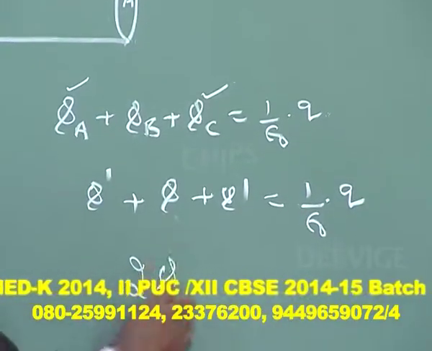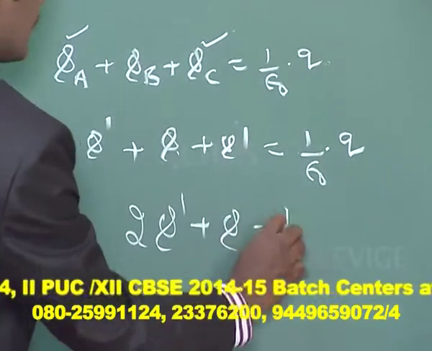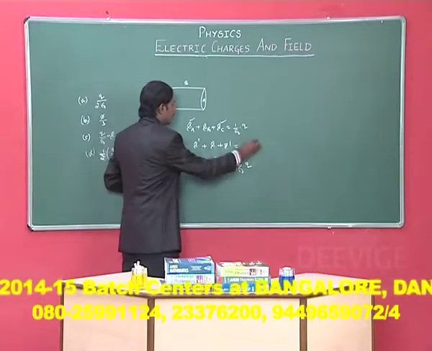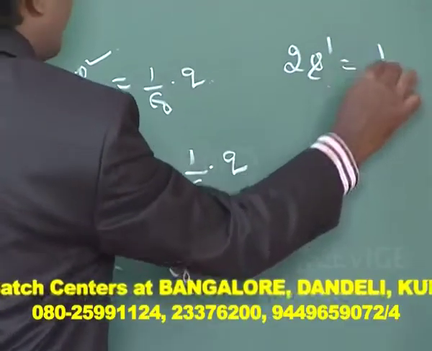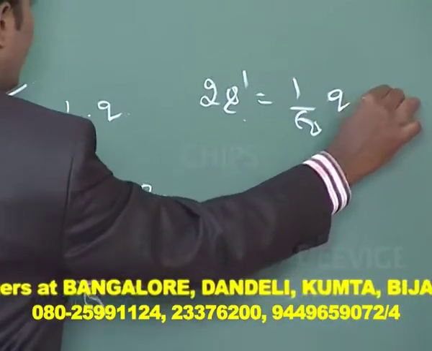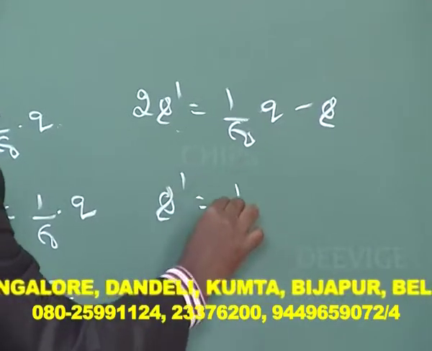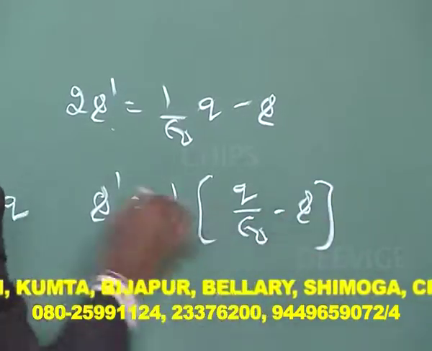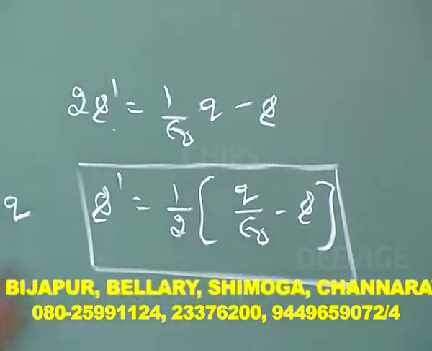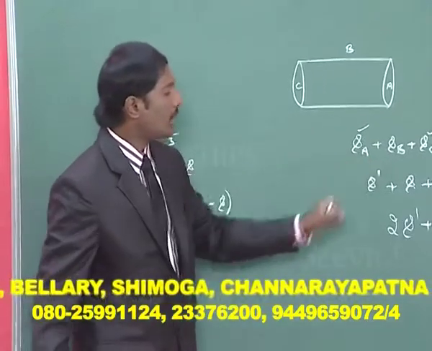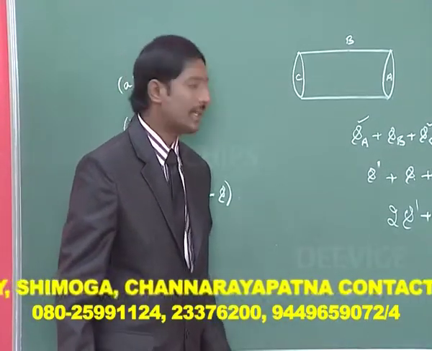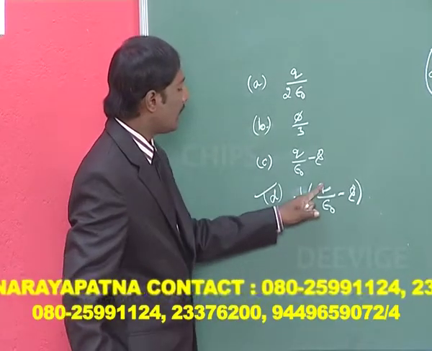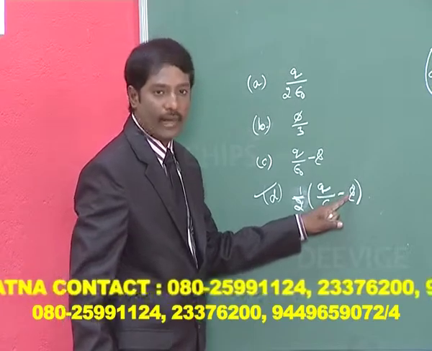This is nothing but 2 times phi dash plus phi equals 1 by epsilon naught into q. So if you shift that phi to the other side, it becomes 2 phi dash equals 1 by epsilon naught into q minus phi. So phi dash will be equal to 1 by 2 times q by epsilon naught minus phi. So the flux through the surface A or C is equal to 1 by 2 times q by epsilon naught minus phi. Therefore, the correct option is option D, that is 1 by 2 into q by epsilon naught minus phi.